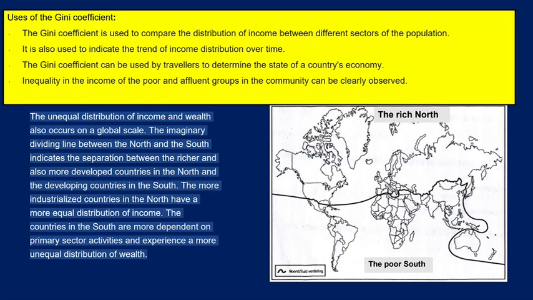So your southern countries are reliant on their primary sector, which means their main thing is like farming, mining, fishing. Those are industries which form part of your primary sector. Whereas in the North, they are more industrialized, right? So they're more dependent on a secondary sector again.